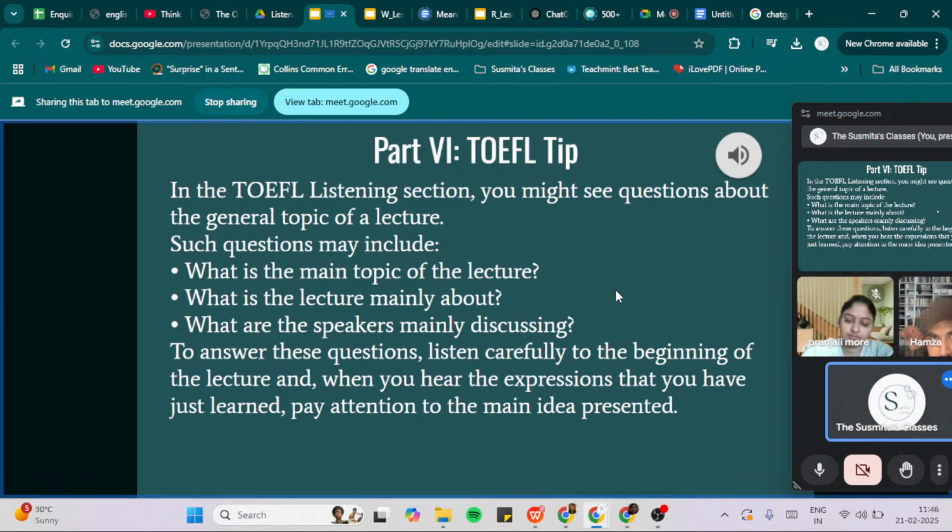Now, in the TOEFL listening section, you might see questions about the general topic of a lecture, which will ask you what is the main topic of the lecture, what is the lecture mainly about, what are the speakers mainly discussing. We know that we will always get this question. Okay, when we listen to this, we know we are sure to get one mark. To answer these questions, you will listen carefully to the beginning of the lecture and when you hear the expressions that you have just learned, you will pay attention to them. Okay, you'll pay attention to the main idea which has been presented. Okay, clear? Yes, ma'am.